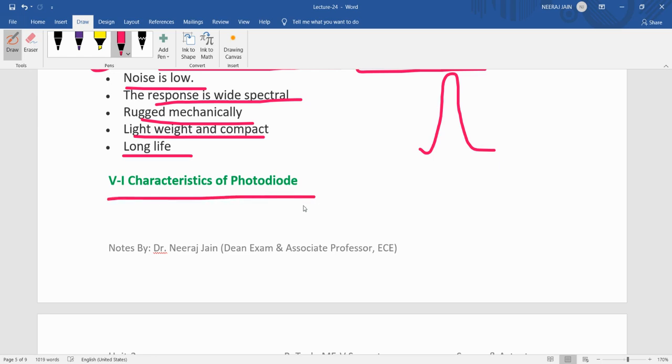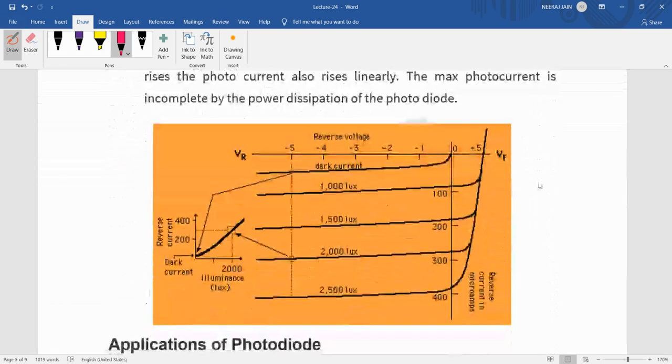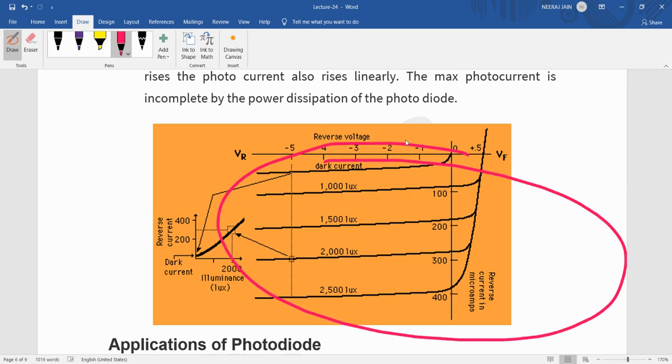If we see the VI characteristics of the photodiode, it shows on the x-axis the reverse voltage and on the y-axis the reverse current in microampere. As the reverse voltage increases, the current also increases.